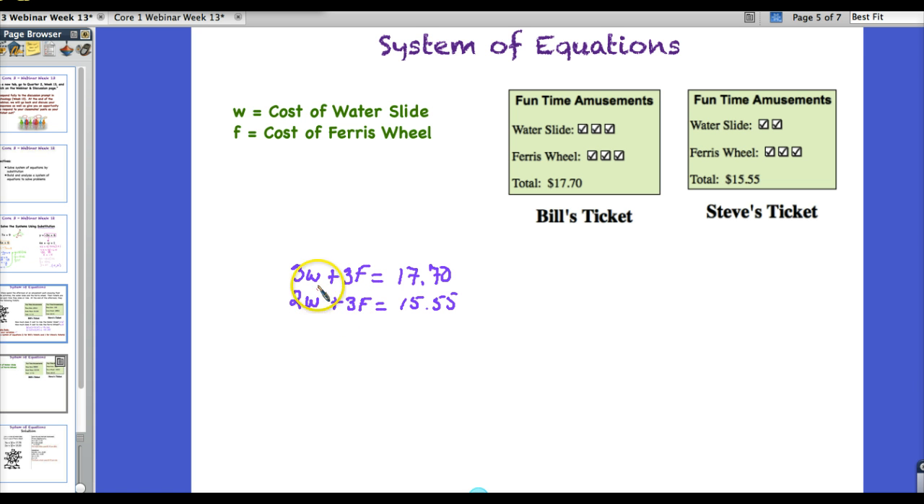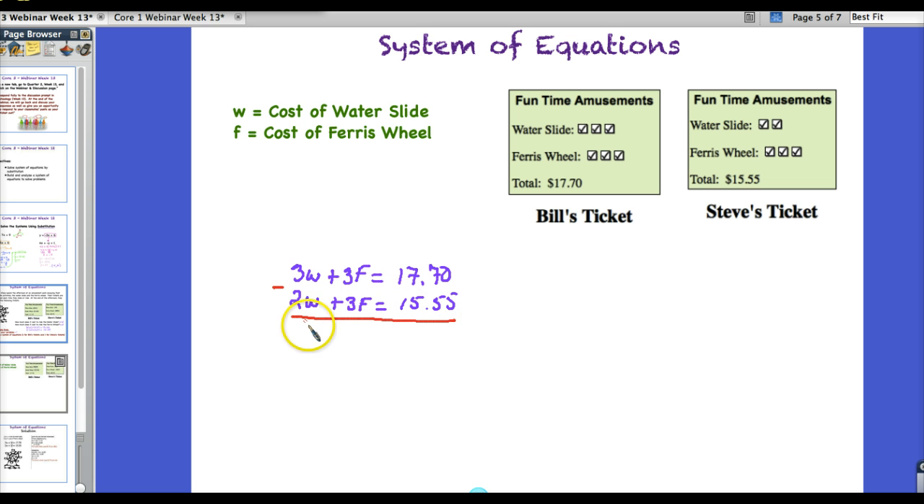So what I'm going to do, if I look at 3w minus 2w, I get 1w. I still have a w. That doesn't eliminate my w's. But if I take 3f minus 3f, what happens to my f's? They're gone, which is what I want, right? Because I can't solve an equation with two variables. So I think I will subtract these. Sometimes you can add them, but in this case I'm going to subtract them from each other.